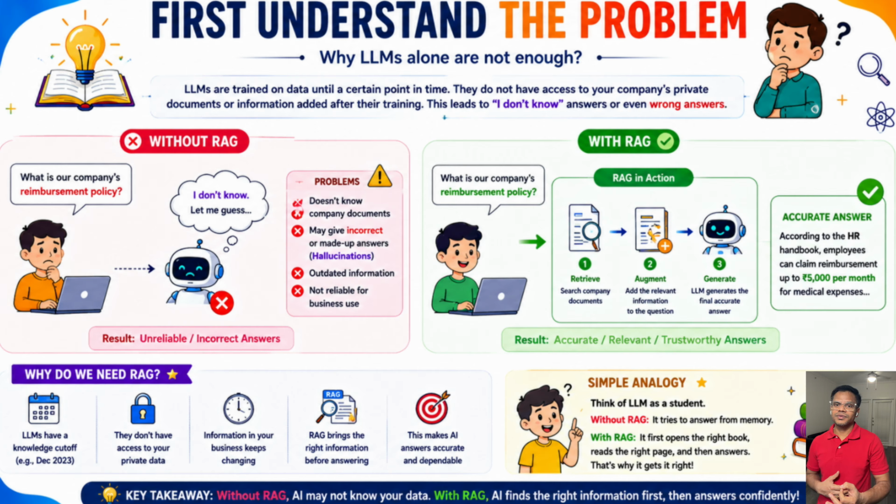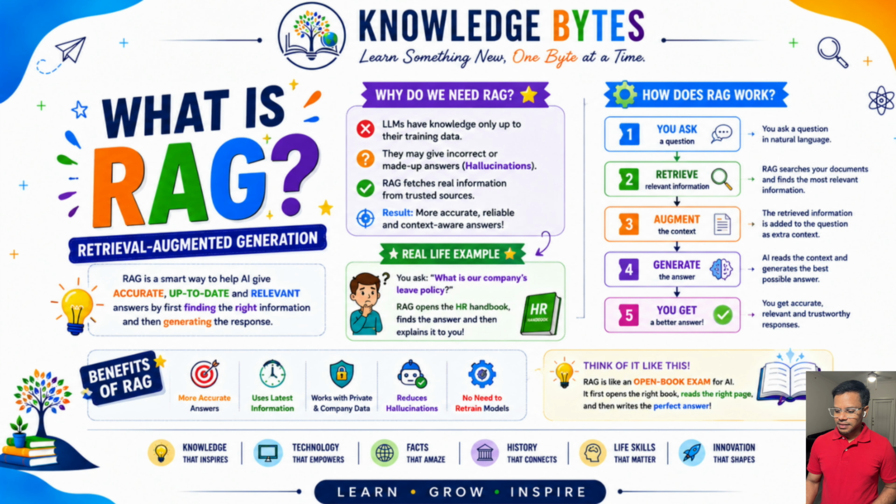The same thing happens with large language models. They know general knowledge, but they don't automatically know your company's private documents, internal policies, or latest information created after they have learned. Right? Sometimes they will simply say they don't know. But sometimes they will generate an answer that sounds convincing, even if it is incorrect. This is called AI hallucination. So the question is, how can we help AI answer using the correct information instead of guessing? The answer is RAG.